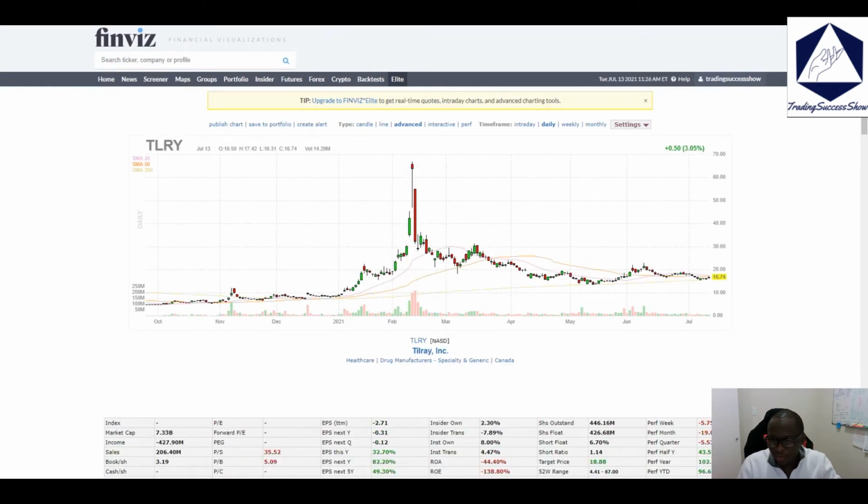This one is important as well. See how we consolidated within this range, and then we push, consolidated again, and then we push, right? Now look at what is happening. We are consolidating right now, and we are actually right on top of the 200 moving average. And what I'm expecting is Tilray to hold this level and then push.